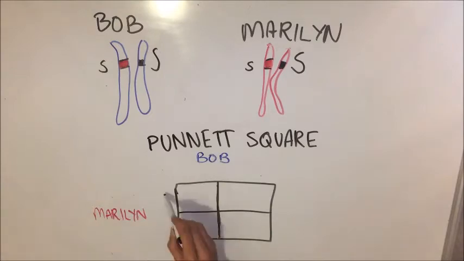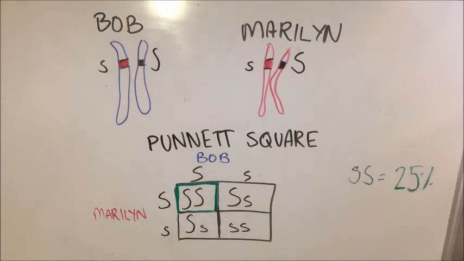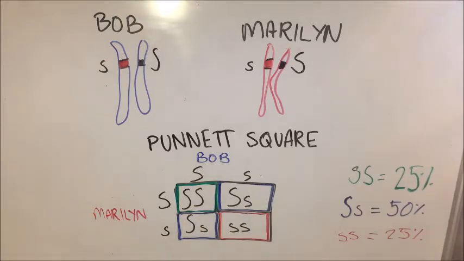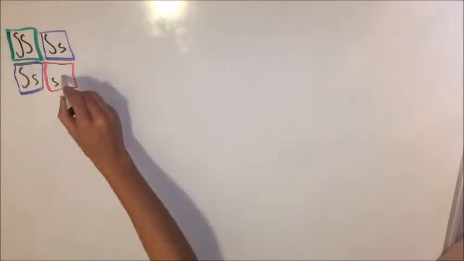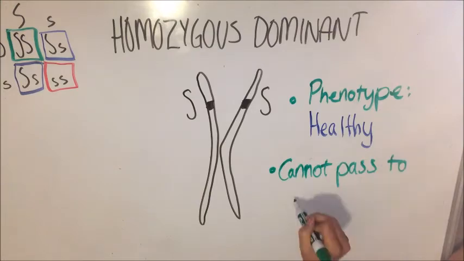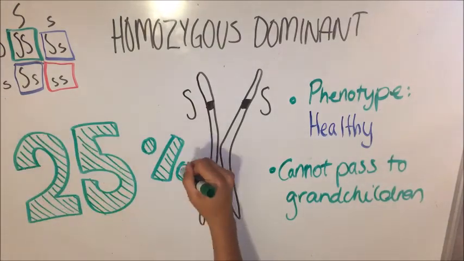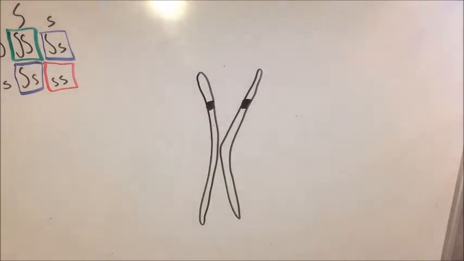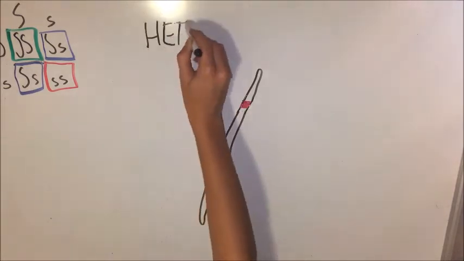Punnett squares are used to show the probability of the possibilities of all genotypes. As we can see in the Punnett square, there are 3 different possible combinations. The first is that your child will carry 2 healthy traits. This is known as homozygous dominant. Your child will be fine as their phenotype will be healthy. They cannot pass it on to your grandchildren, and there is a 25% chance of this happening. The second possibility for your child is that they carry one of each.